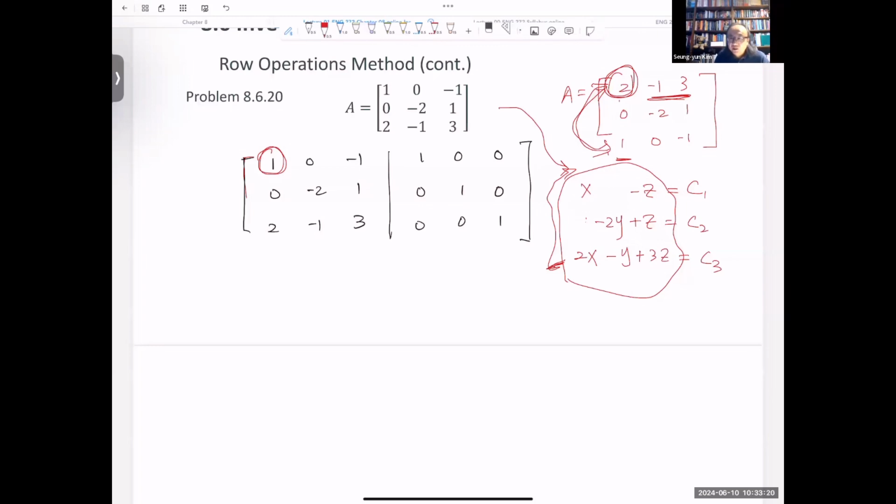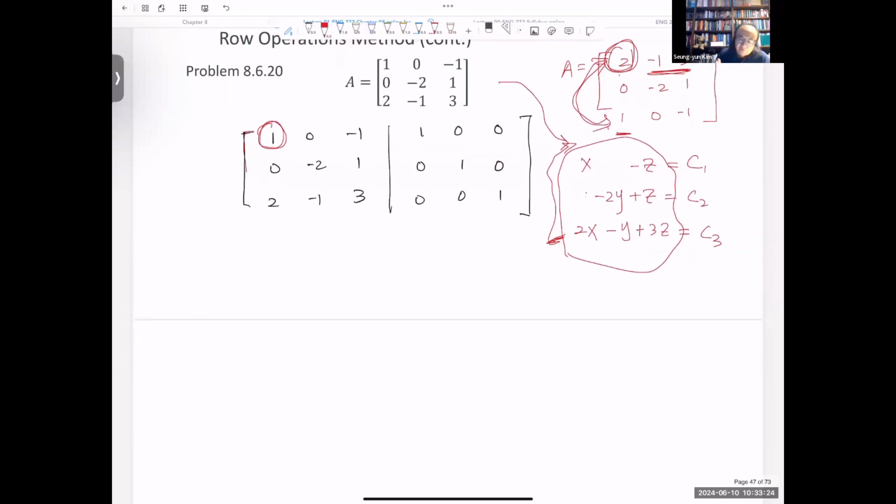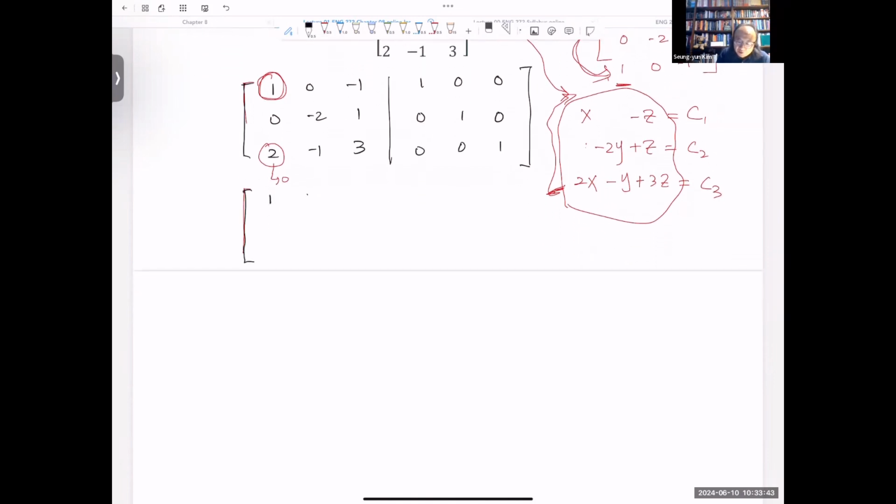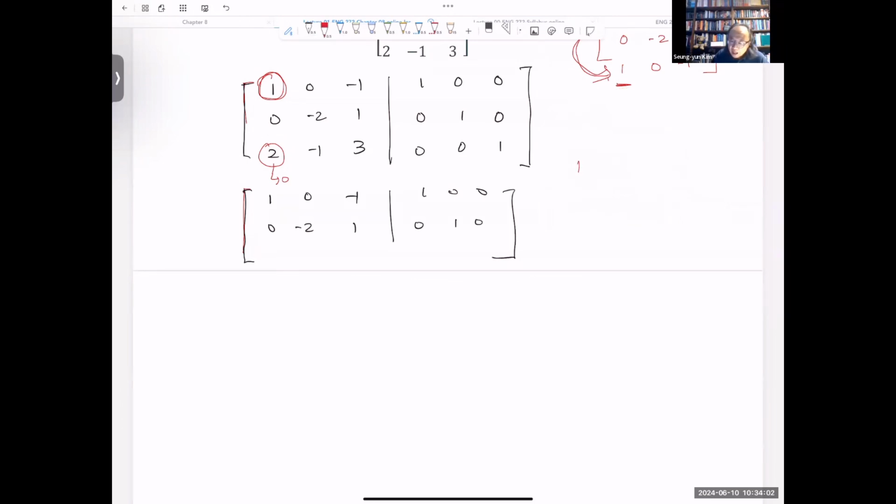Okay, so we have 1 in here. We don't have to do anything. And luckily we have a 0 right underneath, but we have a 2. We need to make this 0. So I'm going to copy this down one more time. 1, 0, negative 1, 1, 0, 0, 0, negative 2, 1, 0, 1, 0. And to make this 0, we have to use R1. R1 times negative 2 and add R3, put it back to R3.